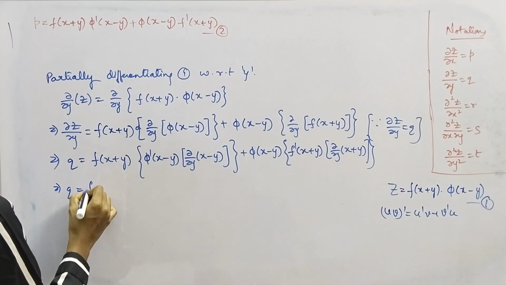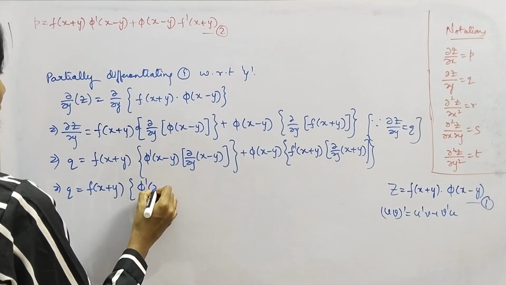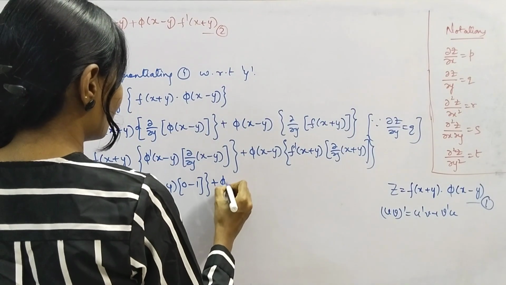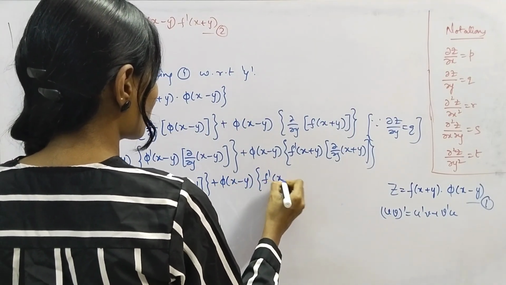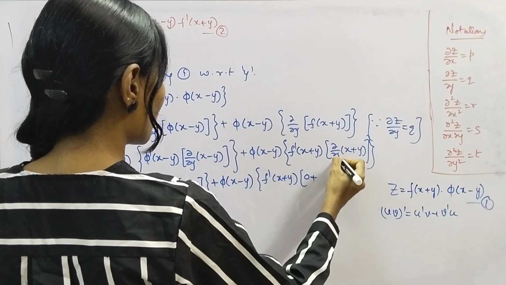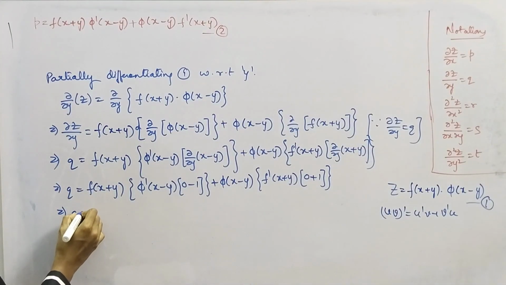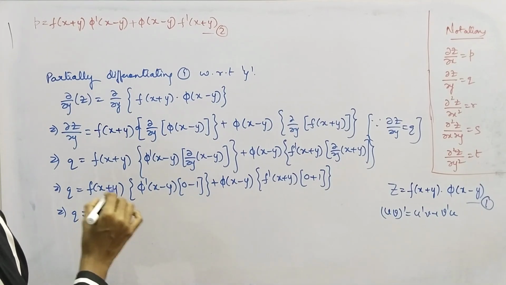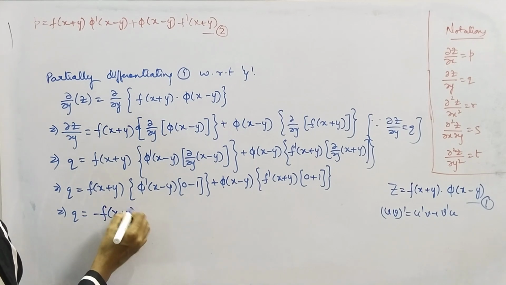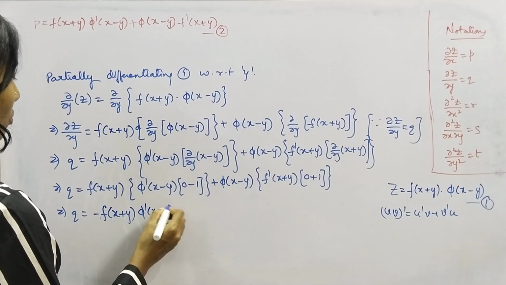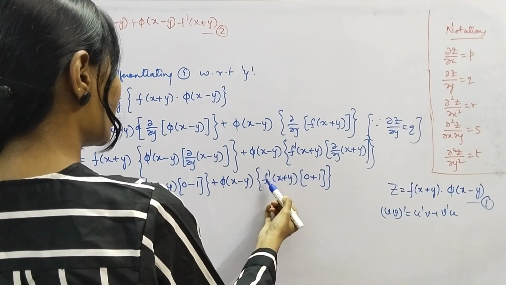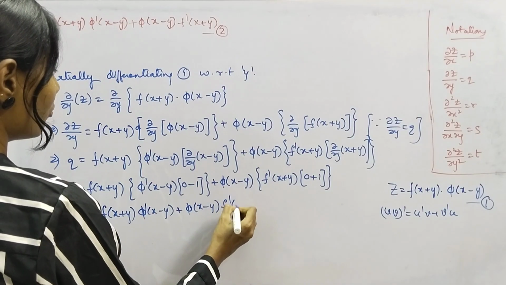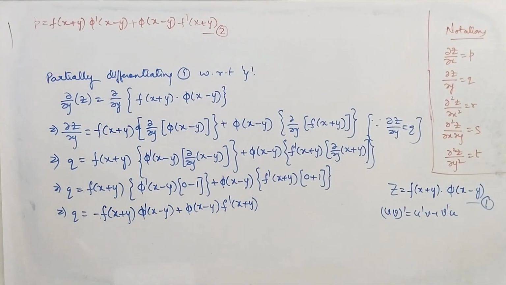This gives us q equal to f of x plus y into phi dash of x minus y into the partial derivative of x with respect to y, which is 0, minus the partial derivative of y with respect to y, which is 1, plus phi of x minus y into f dash of x plus y into the partial derivative of x with respect to y, which is 0, plus the partial derivative of y with respect to y, which is 1. This gives us q equal to 0 minus 1, minus 1 into phi dash is minus phi dash, minus phi dash into f is minus f phi dash. You'll get minus f of x plus y into phi dash of x minus y. Right. 0 plus 1 is 1, 1 into f dash is f dash, f dash into phi is phi f dash. So we'll get plus phi of x minus y into f dash of x plus y.